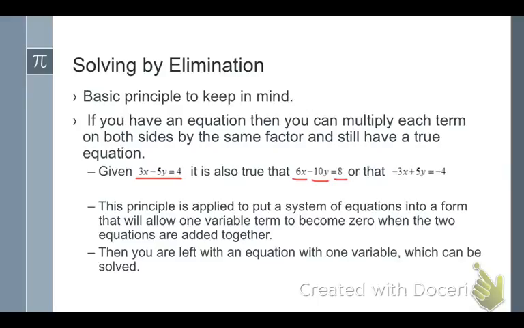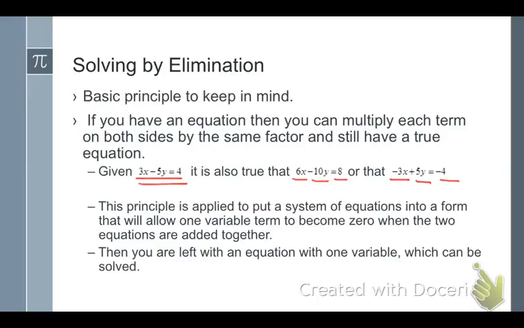Or I could multiply everything by a negative 1. So I start out with 3x minus 5y equals 4. Multiplying by a negative 1, I get a negative 3x plus 5y equals negative 4. Multiplying by a negative 1 changes the sign of everything. But if I multiply everything on the left by negative 1, I must also multiply everything on the right by negative 1.